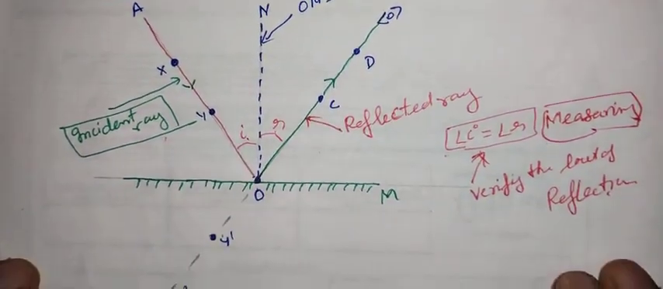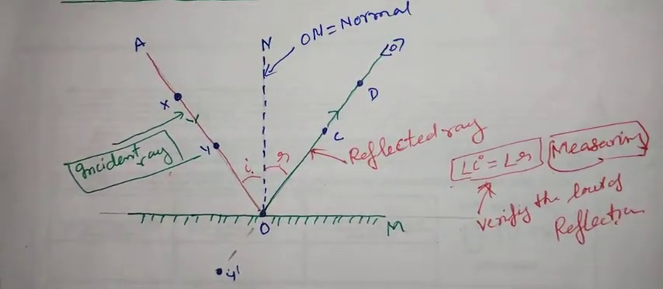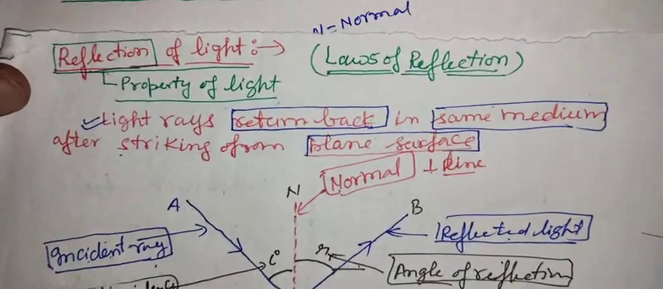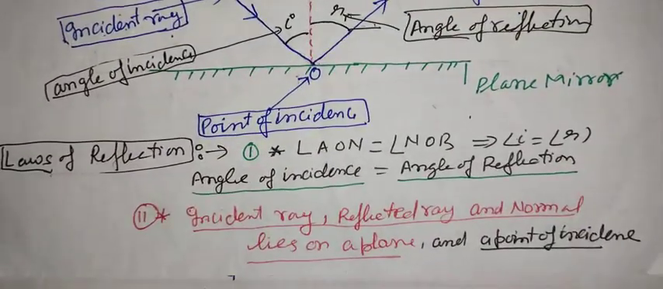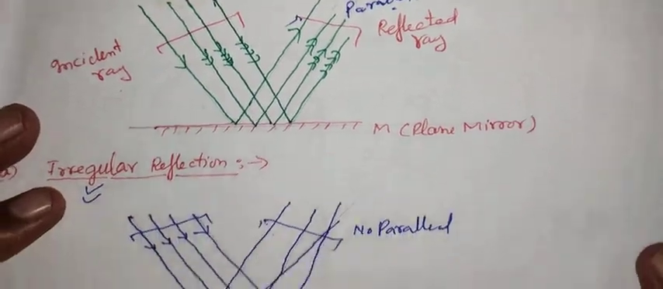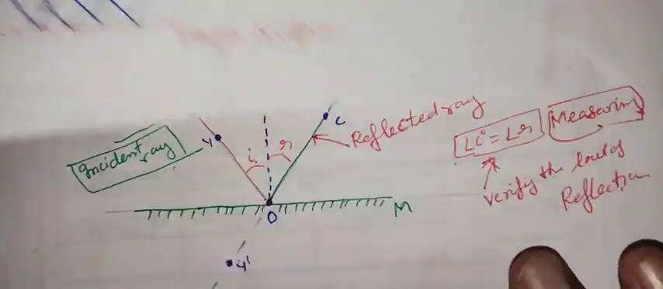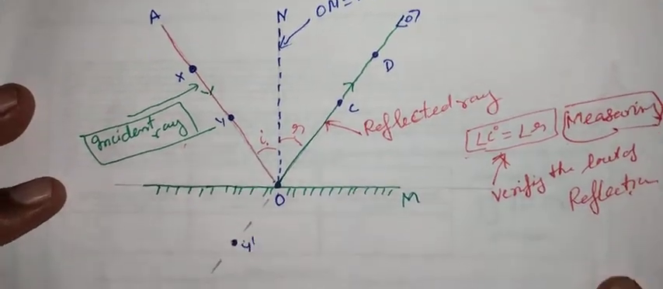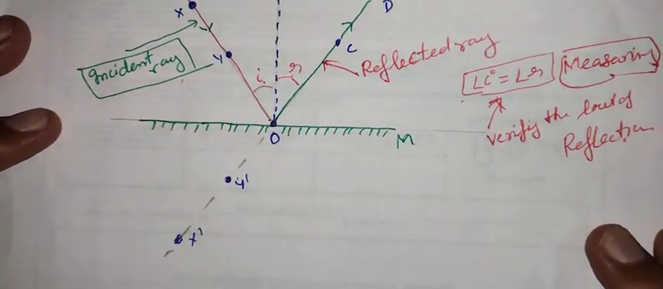So this is the whole about the reflection of light. Here we covered the two kinds of reflection and the experimental verification of the law of reflection.